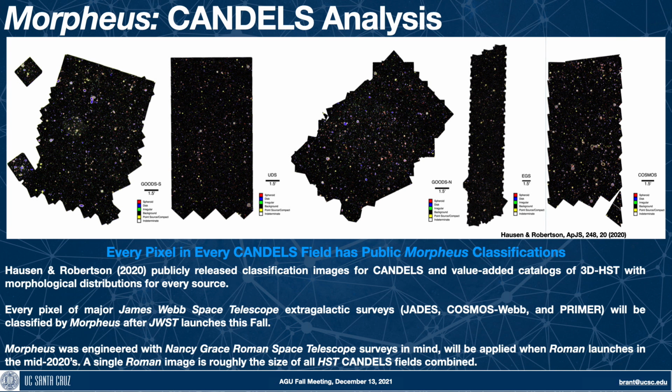Morpheus has been parallelized to enable the pixel-level classification of enormous images. Here we show that Morpheus has classified every pixel of the major Hubble Space Telescope extragalactic surveys, such as the famous Candle survey. Morpheus will be applied to data from James Webb Space Telescope and Nancy Grace Roman Space Telescope when those future facilities take observations.